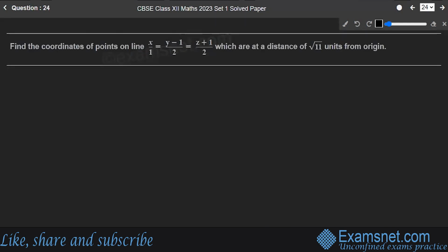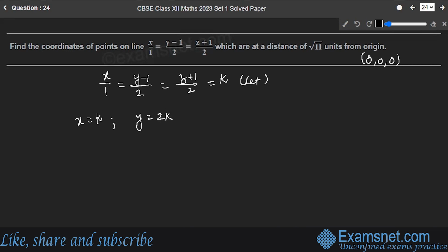Number 24, find the coordinates of the point on the line x upon 1 is equal to y minus 1 upon 2 is equal to z plus 1 upon 2, which are at a distance of root 11 units from the origin. Origin, coordinate 0, 0, 0. So you have to find the coordinates of the point which is lying on this line. Let's say this is equal to some k. This makes x is equal to k, y is 2k plus 1, and z is equal to 2k minus 1.